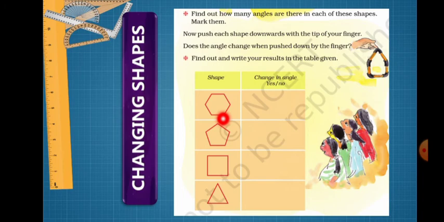For this hexagon, pentagon, square and triangle, push these shapes downwards with the tip of your finger and observe the changes in the angles and write yes or no in this column.